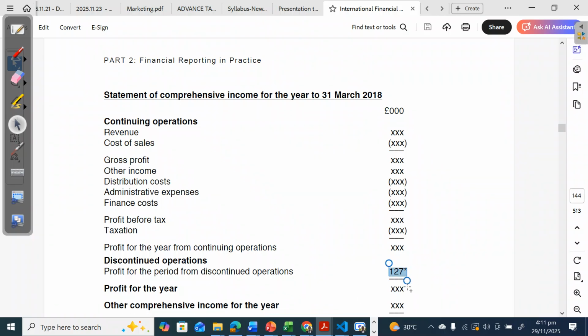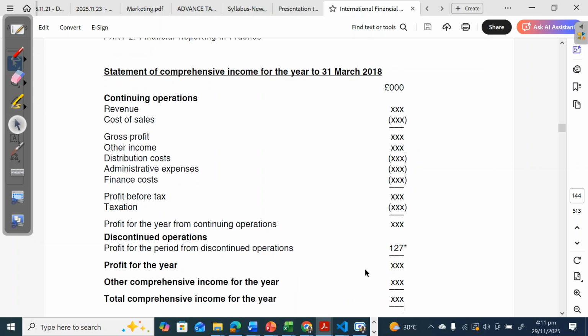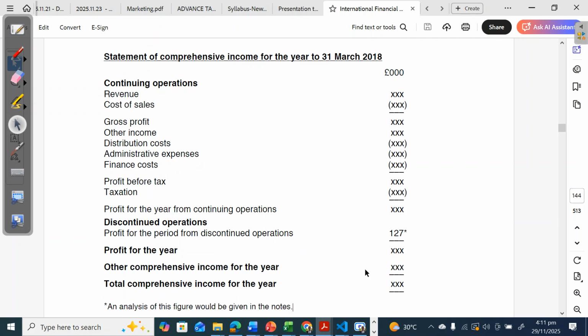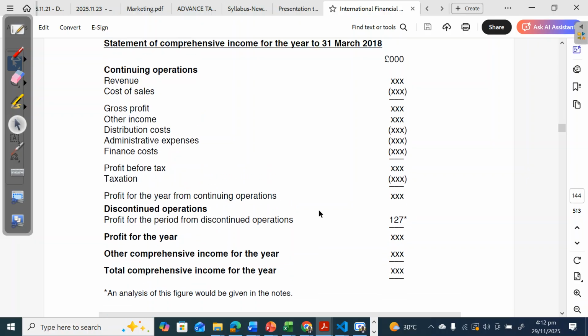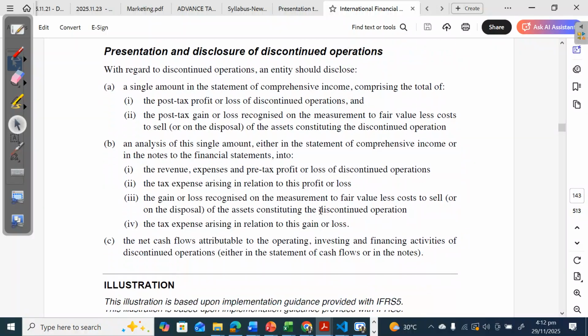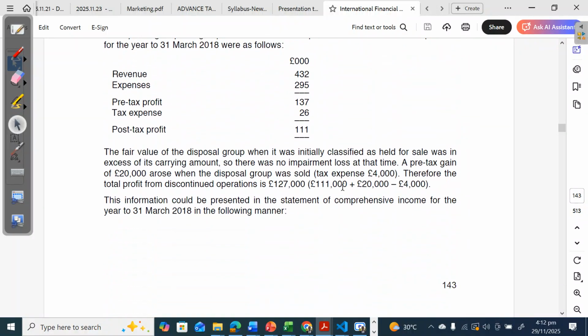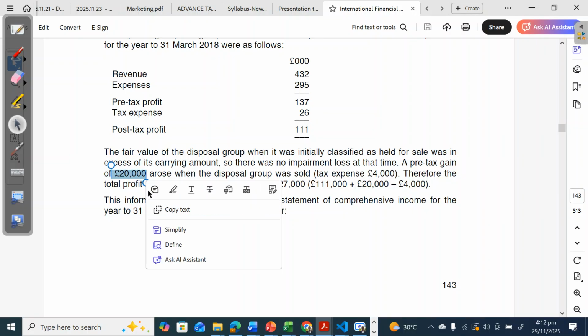Okay, you see, that's how the presentation is. My assumption was that the 111 stands on its own separately, and then the 127 also comes as a result of the 20,000 realized. This 20,000 that we realized the tax from, the pre-tax gain arose when the disposal came.